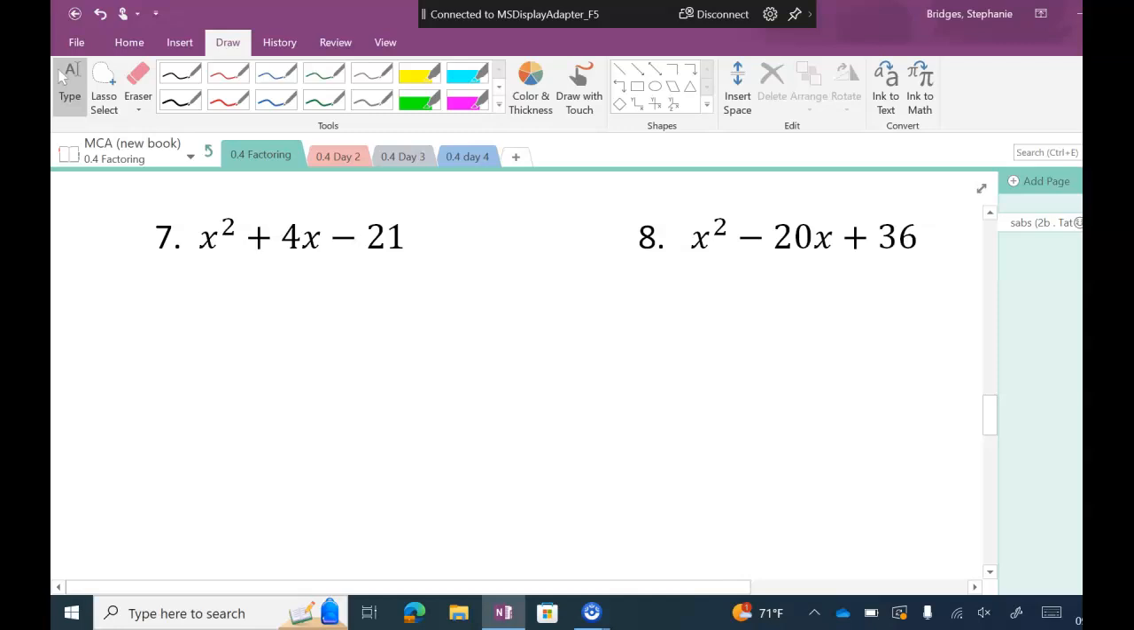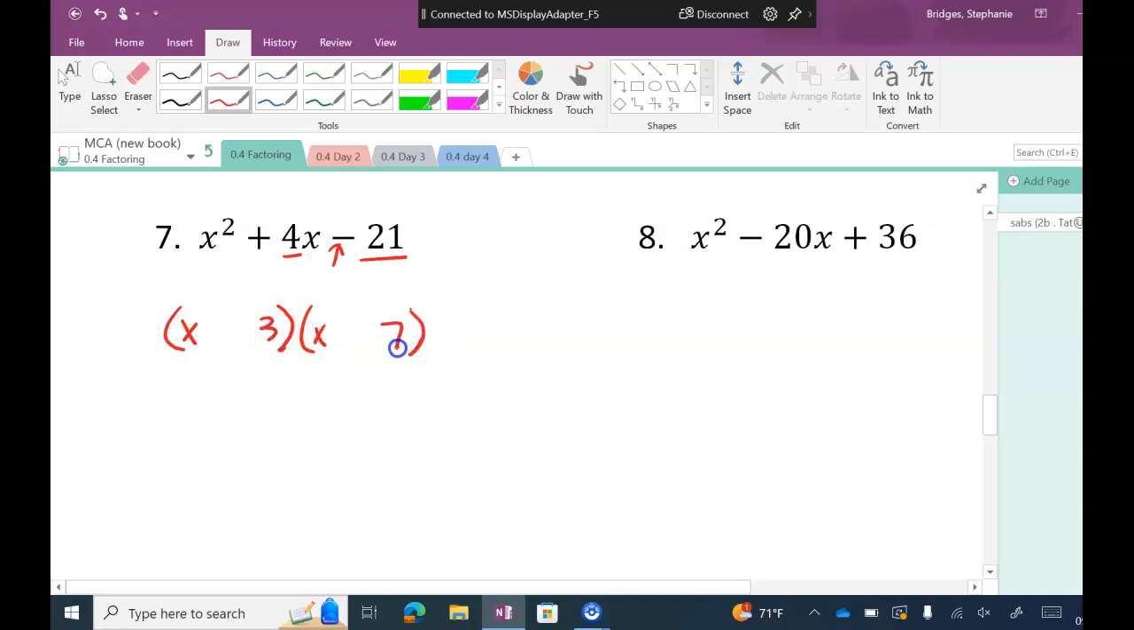Number 7, x squared plus 4x minus 21. I do not have a GCF to pull out. I am looking for numbers that multiply to give me 21 and subtract to give me 4. What numbers multiply to give me 21 and subtract to give me 4?